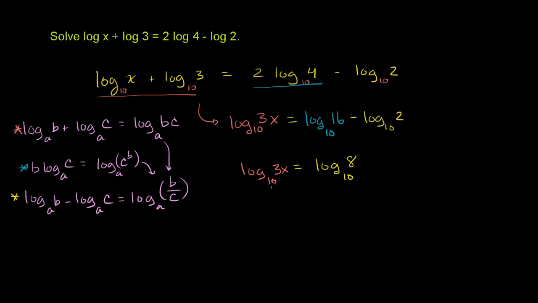So if 10 to some power is going to be equal to 3x, and 10 to the same power is going to be equal to 8, so 3x must be equal to 8. 3x is equal to 8, and then we can divide both sides by 3. Divide both sides by 3, you get x is equal to 8 over 3.